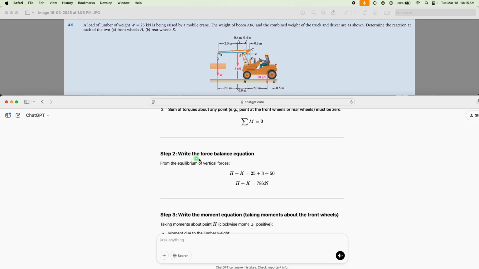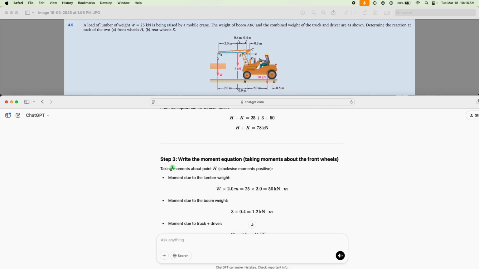Step 2, write down the force balance equation. So we have H plus K, and then it plugs in the numbers. So H plus K equals 78 kilonewtons. Step 3, write the moment equation, taking the moment about the front wheels. All right, so we're taking the moment about H, moment due to the lumber weight.